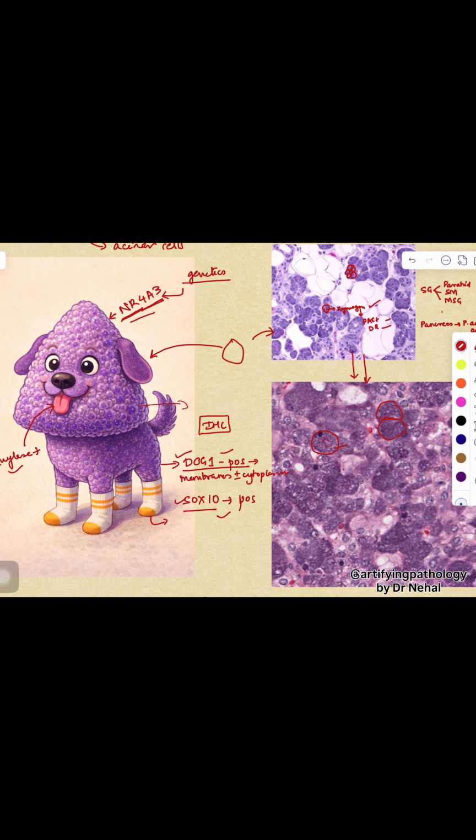So when you see acinar cells next time, remember the dog's face, remember the IHC, DOG1, and remember that the dog is wearing socks, so SOX10, and NR4A3. That's about it.